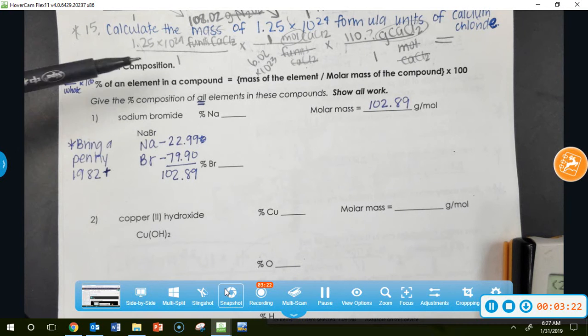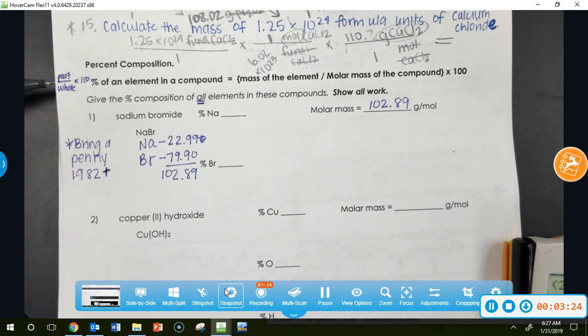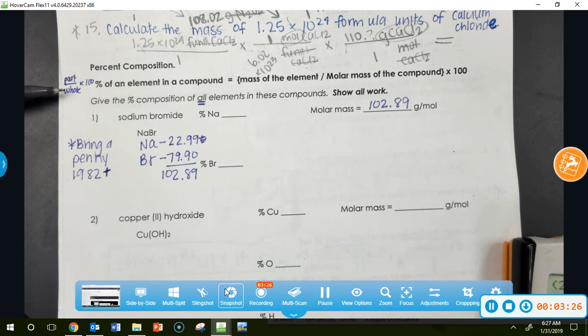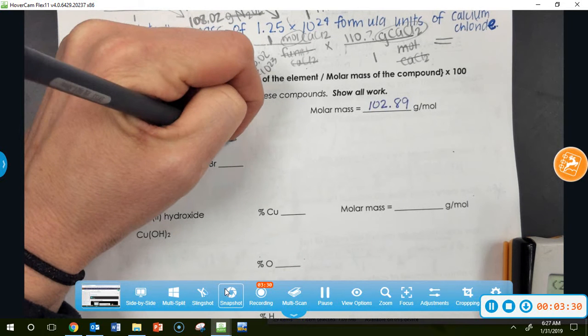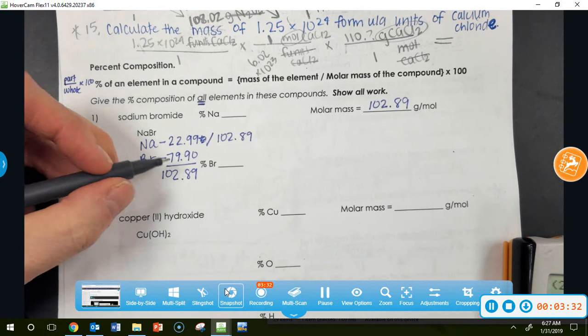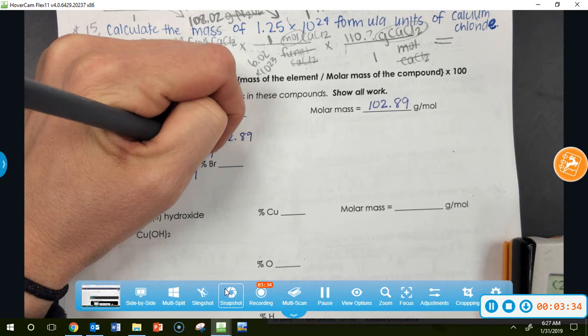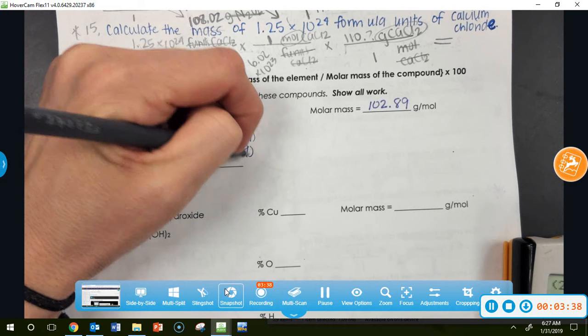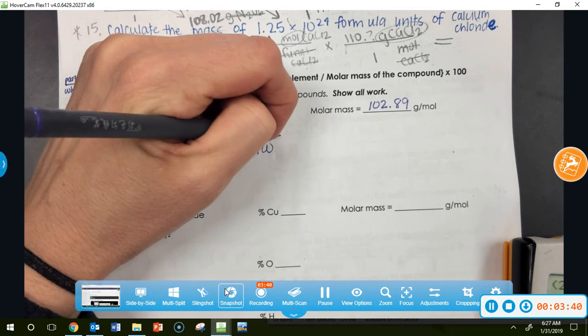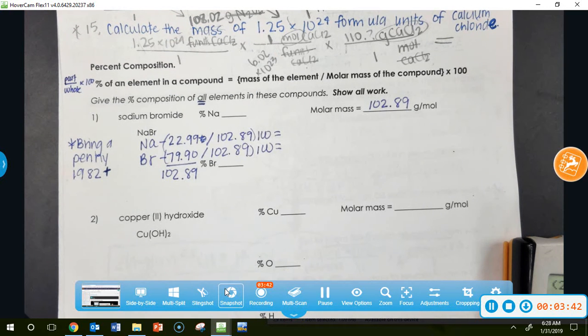So now you take the mass of each part and divide it by the whole. So 22.99 divided by 102.89 and 79.90 divided by 102.89. You got to remember to multiply each by 100. And I kind of didn't leave myself very much room.